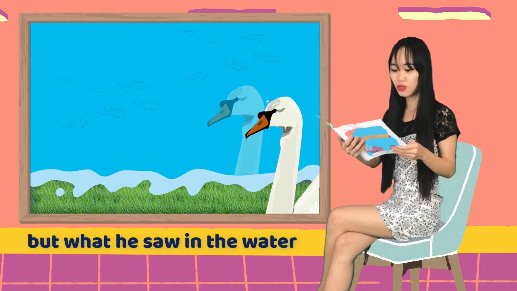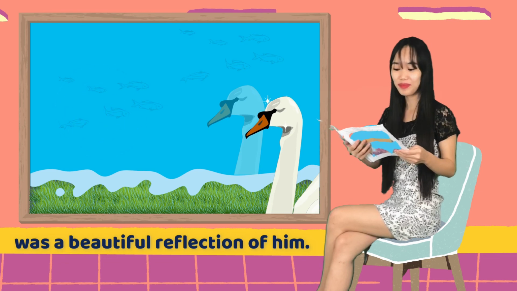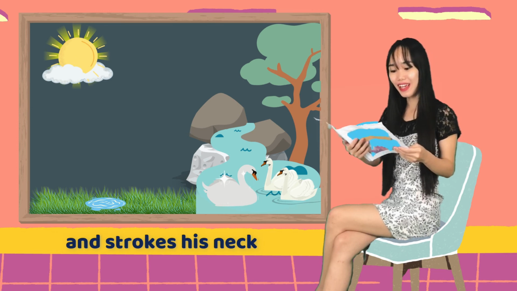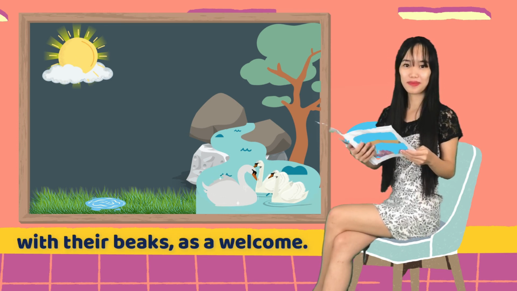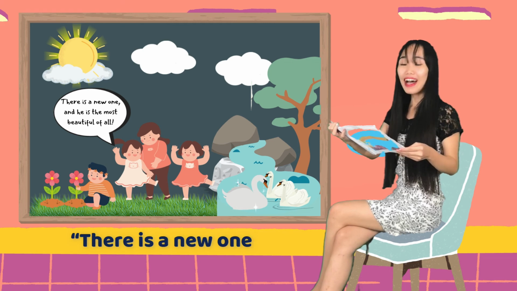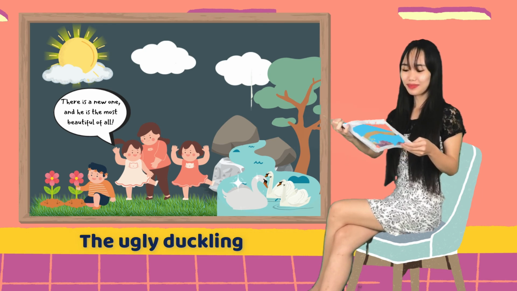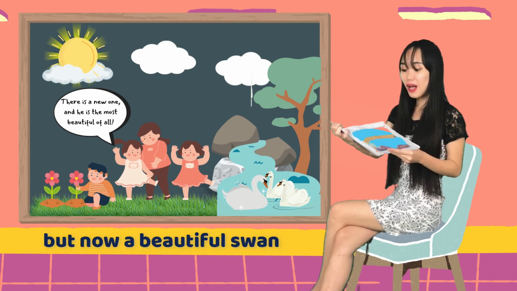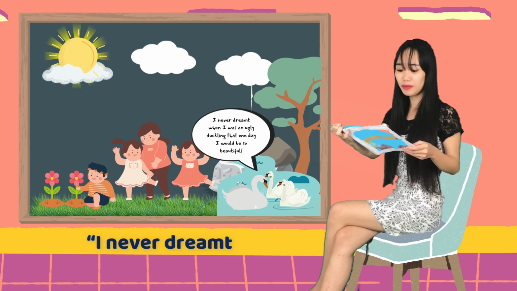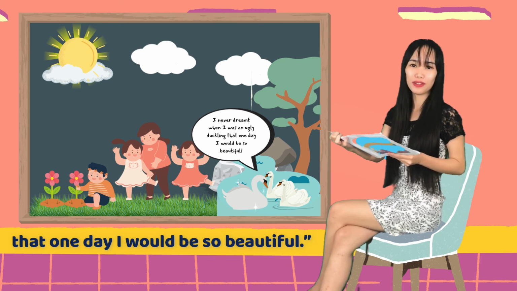He bent his head down, but what he saw in the water was a beautiful reflection of himself. The beautiful swans swam around him and stroked his neck with their beaks as a welcome. Some children came to the garden. "There is a new one, and he is the most beautiful of all." The ugly duckling, but now a beautiful swan, was very happy. "I never dreamt when I was an ugly duckling that one day I would be so beautiful."